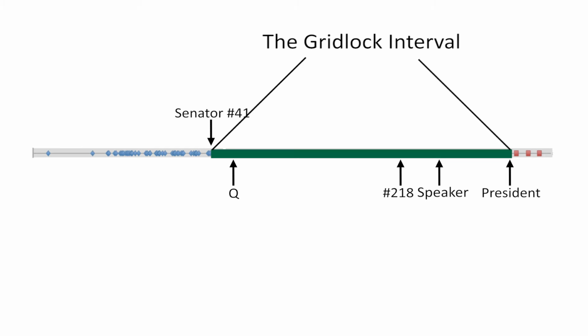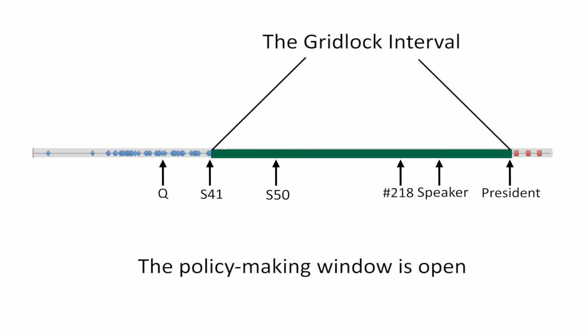That's the gridlock interval. Now, if we want to take a look at author control, let's go back to our line and assume that the status quo proposal is out here, outside of the gridlock interval, so that all of the pivots think that the law is currently too progressive. Since the status quo is outside the gridlock interval, there's a chance to change the law. The policy-making window is open. So now the question is, what proposal can pass?